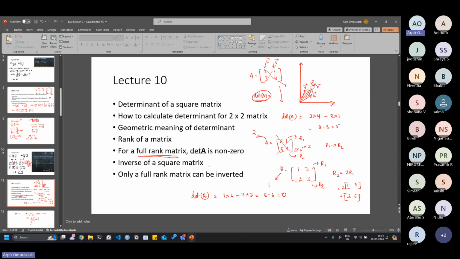Right. We also talked about the inverse. If you have a matrix A, then A inverse has the property that A multiplied by A inverse, using matrix multiplication, gives the identity matrix. Only a full rank matrix can have an inverse, so only a matrix which has a non-zero determinant will have an inverse. Not all matrices have an inverse. And in this case we are only talking about square matrices, not rectangular matrices.